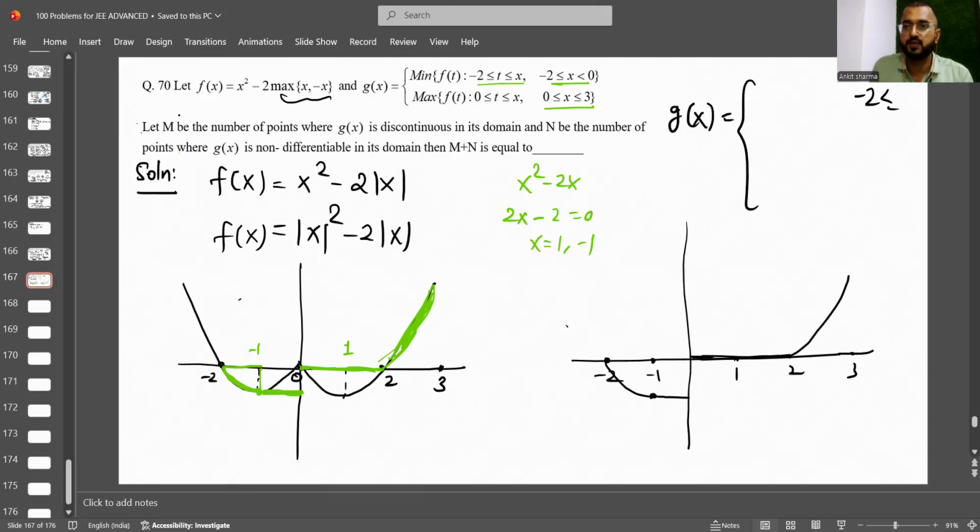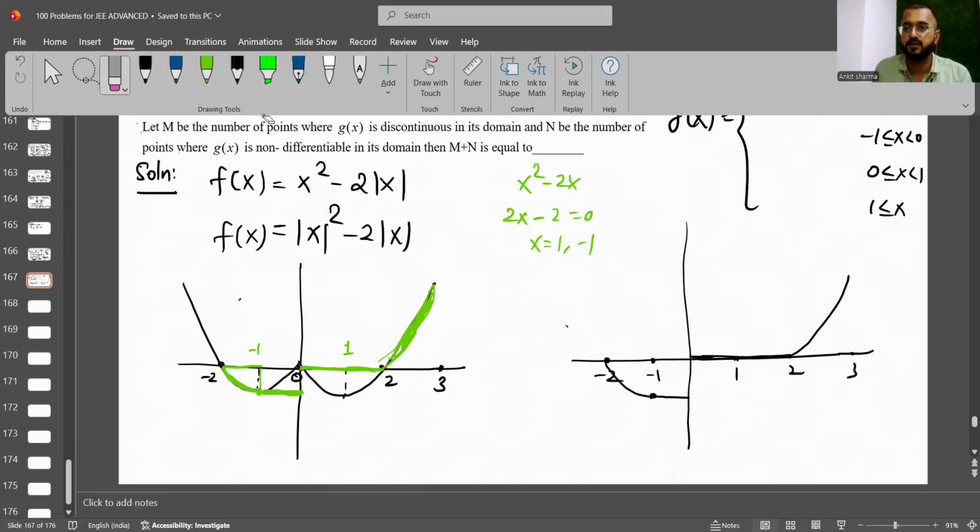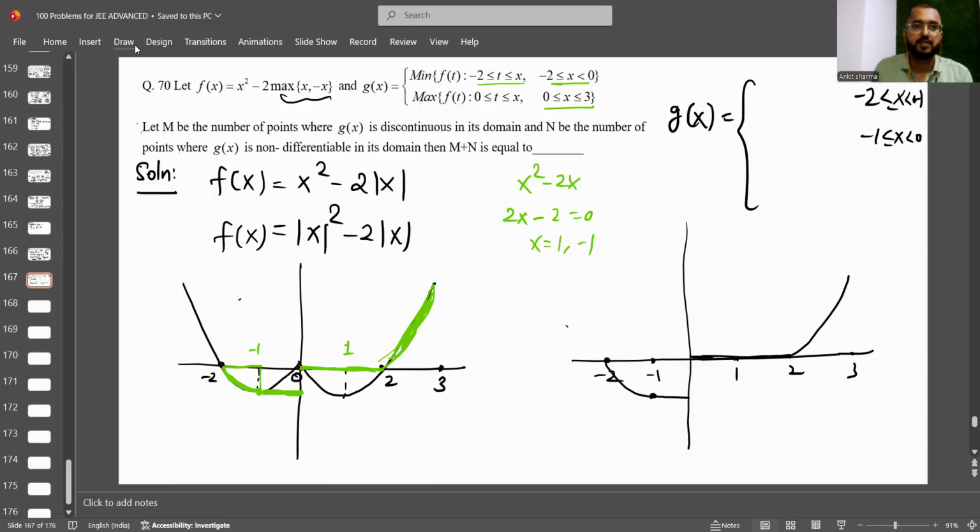So from -2 to -1, and then -1 to 0, and then 0 to 1, then 1 to 2 actually, we could write directly. So 0 to 2 we can write, because 1 is not a critical point even. So 0 to 2, and then 2 to 3. So there will be 4 pieces. So the first piece is when my x is less than -1, so this becomes plus. So I have here x squared plus 2x.